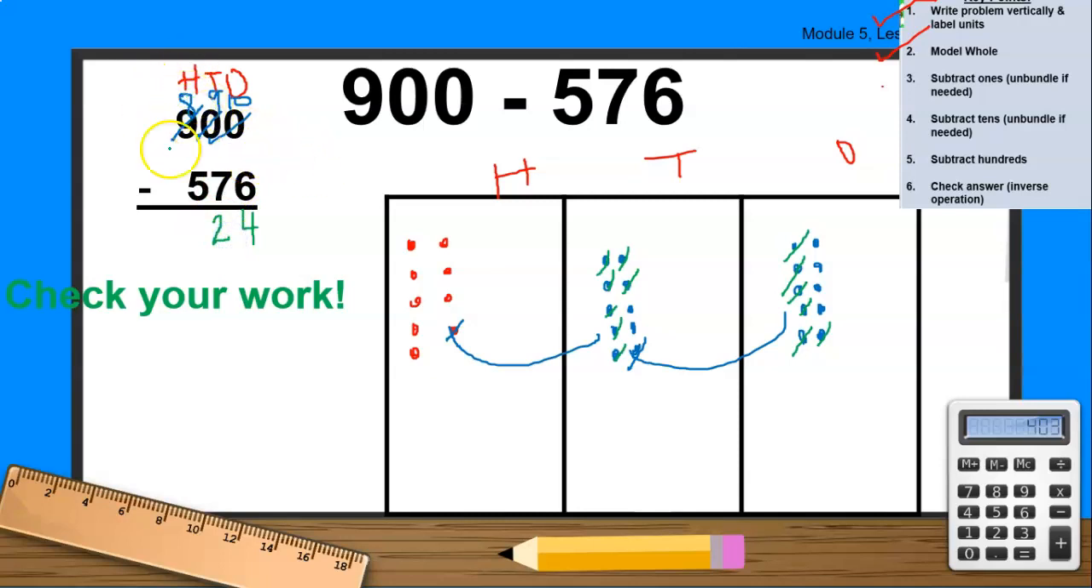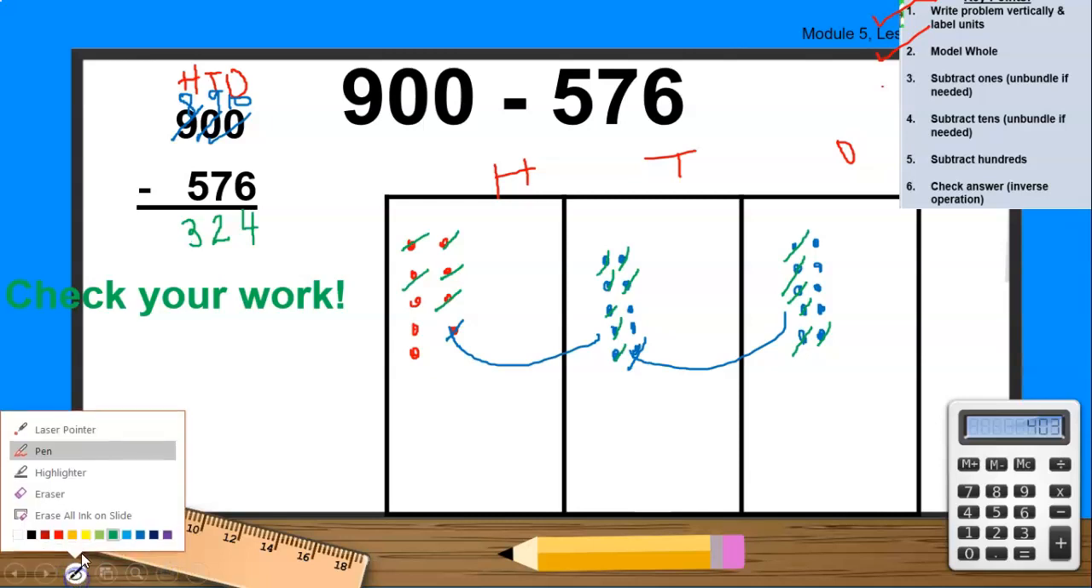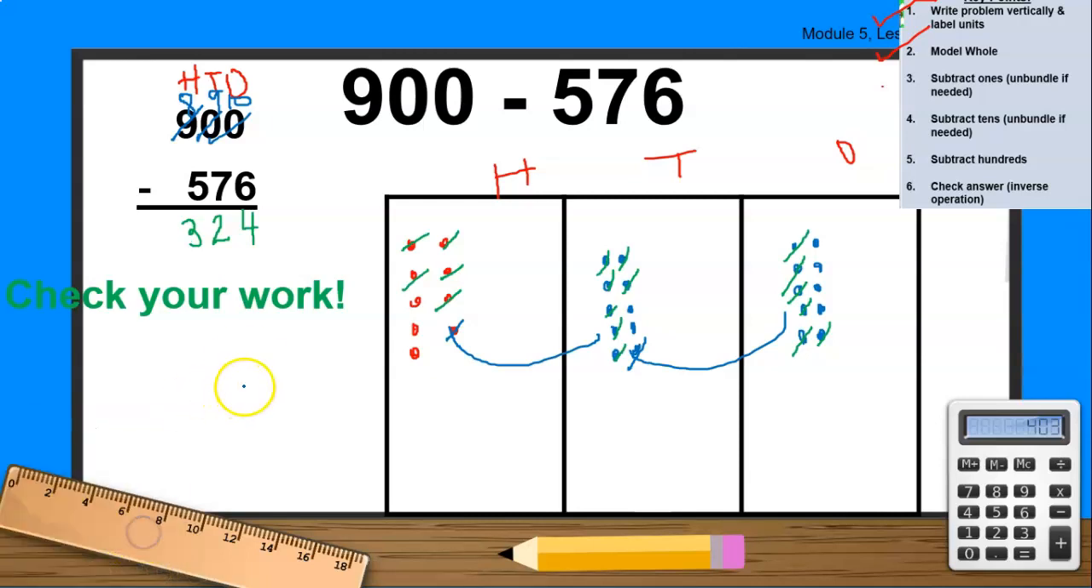I start with 800, and I'm going to take away 500. 1, 2, 3, 4, 5. I ended up with 3, boys and girls. So our answer, our difference, is 324. Remember that when you're adding, there are parts. So let's check our work. That means I start with this number and I add up.